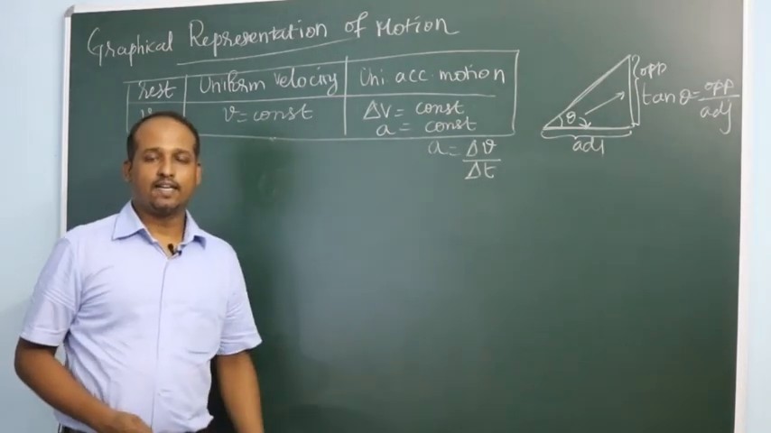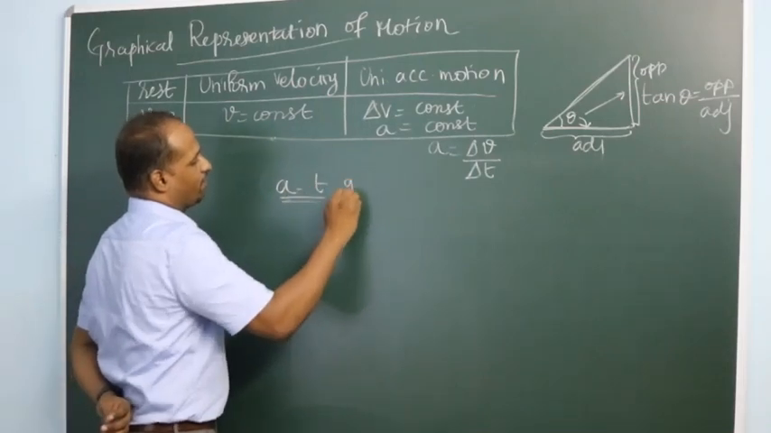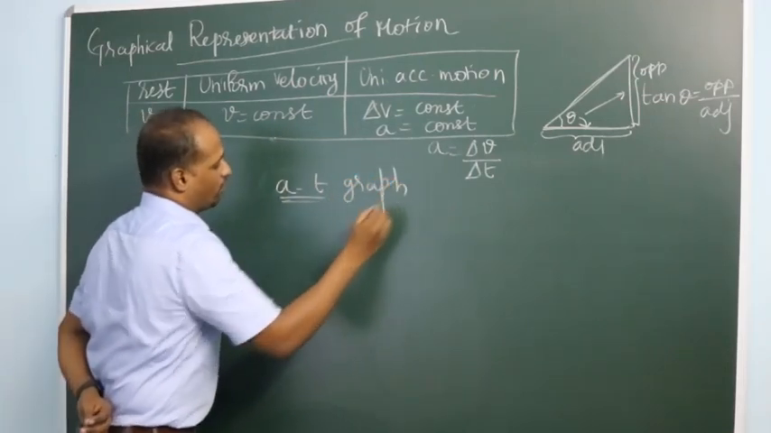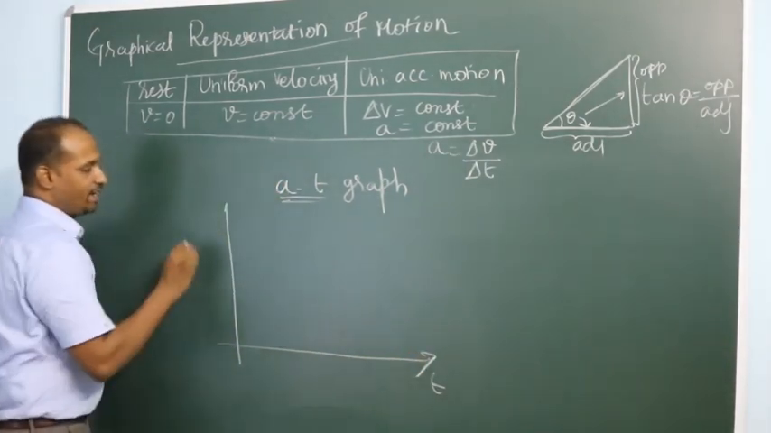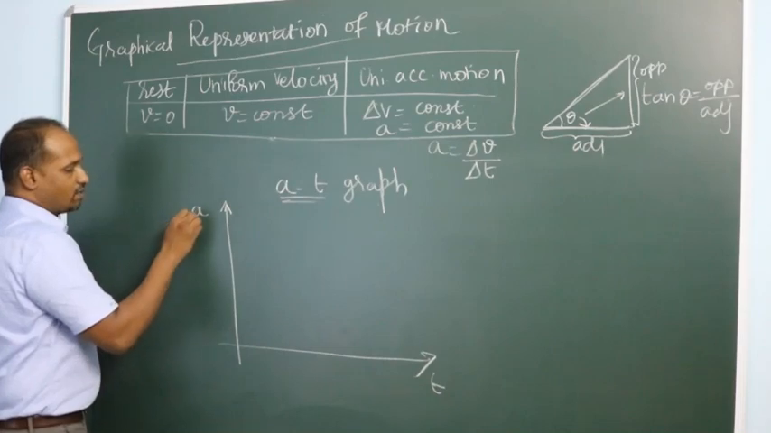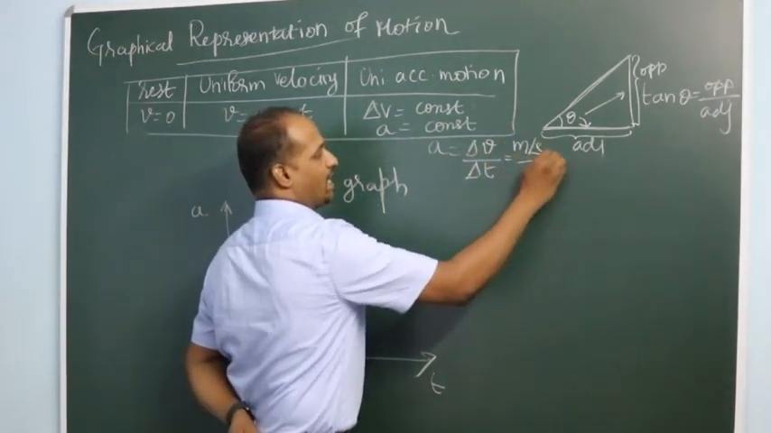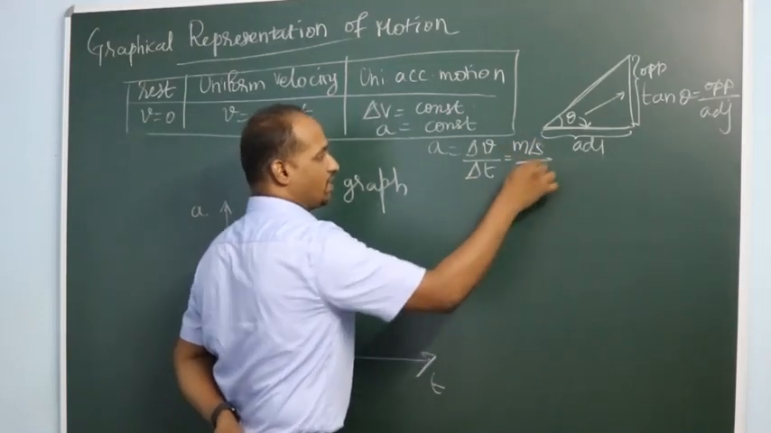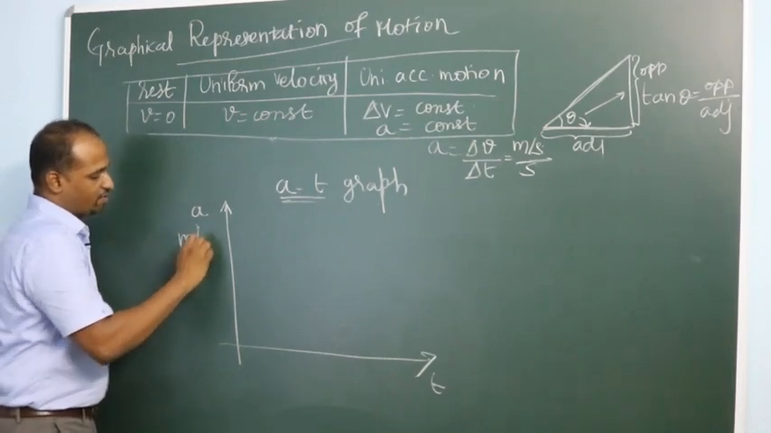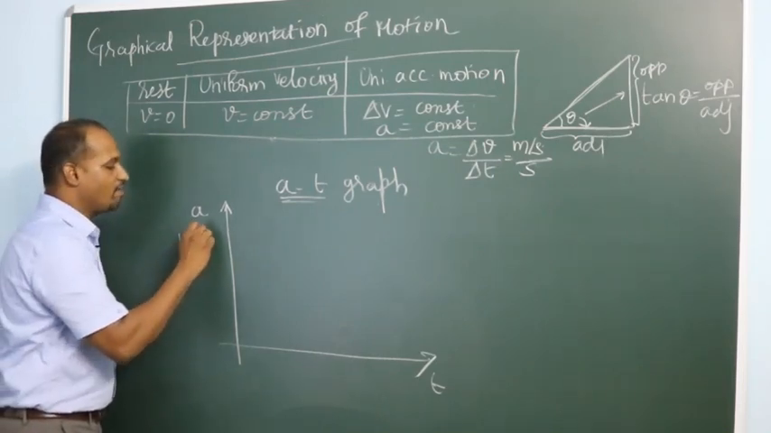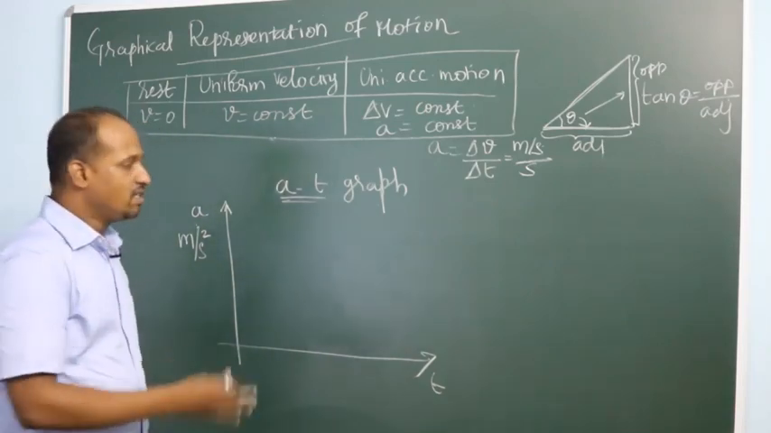Let us look at the acceleration time graph, or AT graph. In the AT graph, on the y-axis we'll take acceleration, and on the x-axis the independent variable, time, is taken. Acceleration is change in velocity by time. Velocity is in meter per second, time is in seconds, so the unit is meter per second square. On the y-axis the graduations will be in meter per second square or kilometer per hour square or miles per hour square. On the x-axis the time can be in seconds or minutes or hours.